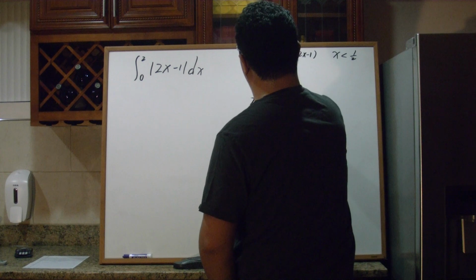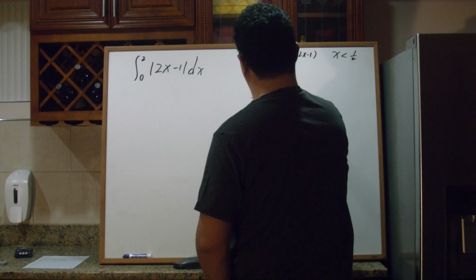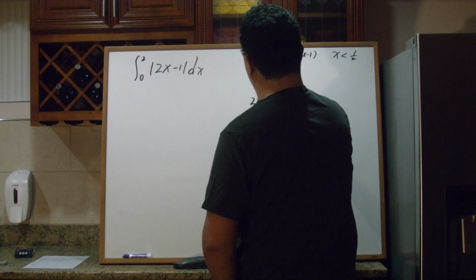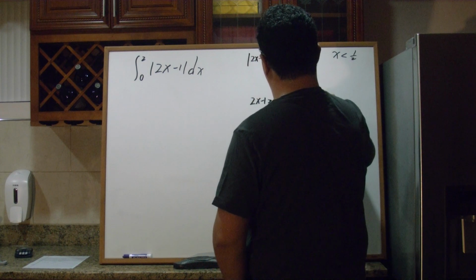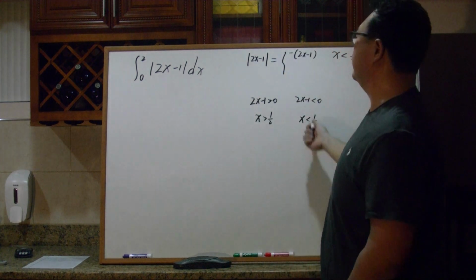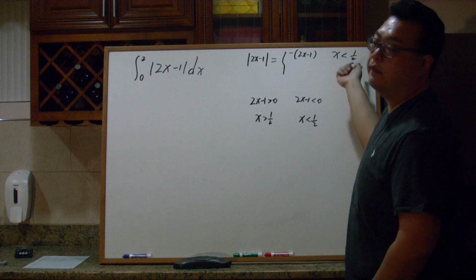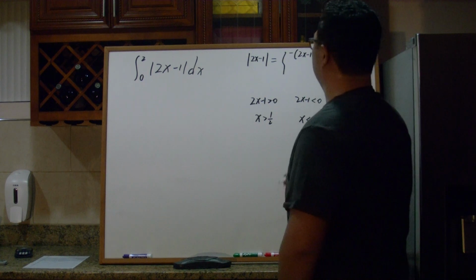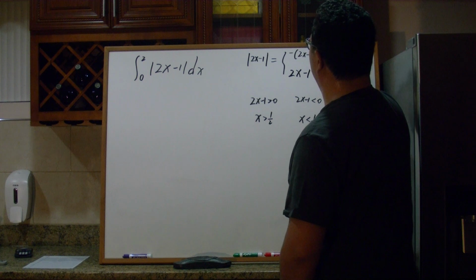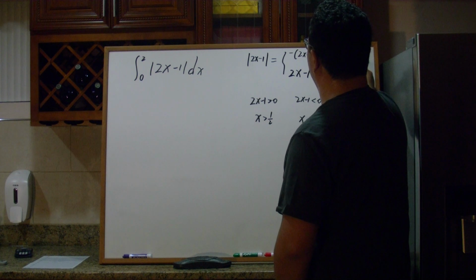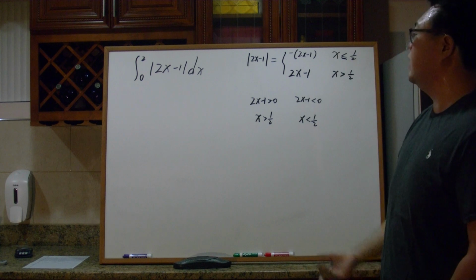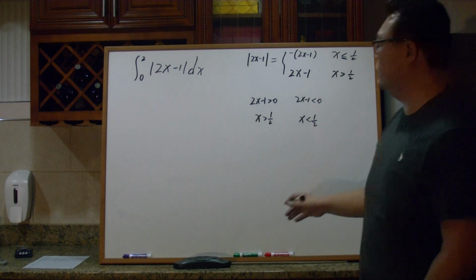Or we could solve for 2x minus 1 to see that 2x minus 1 is greater than 0 when x is bigger than 1/2, and less than 0 when x is less than 1/2. So for the inside to be negative, we take the negative part. And it is positive for x bigger than 1/2, equal or not, doesn't matter. So that is the type of the function.